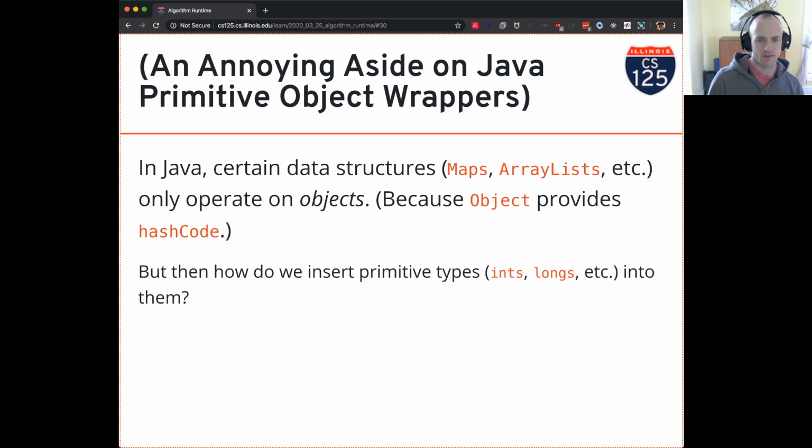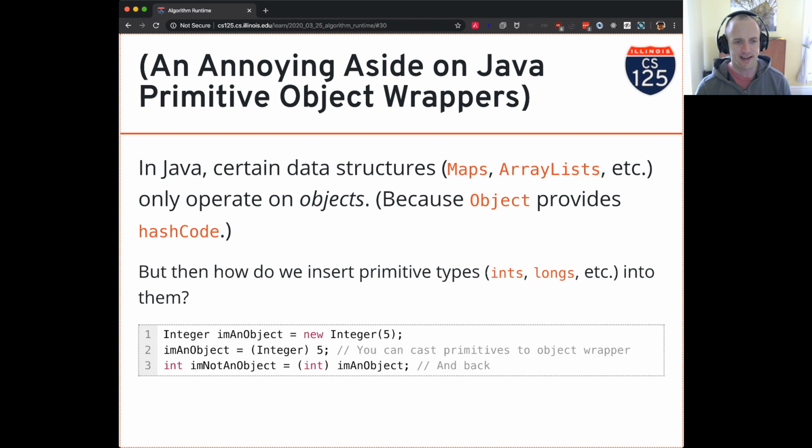So the question becomes, let's say I have a Java list and I want to stick an int into it. How do I do that? Ints, longs, things that are not objects, that are primitive types. How do I insert them into these data structures that only store objects?